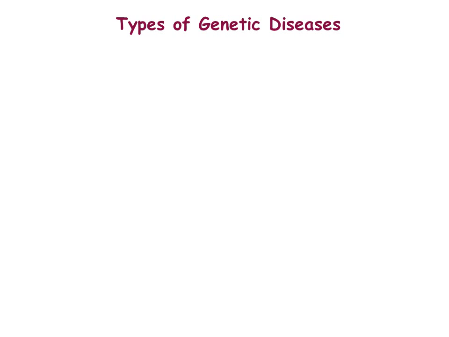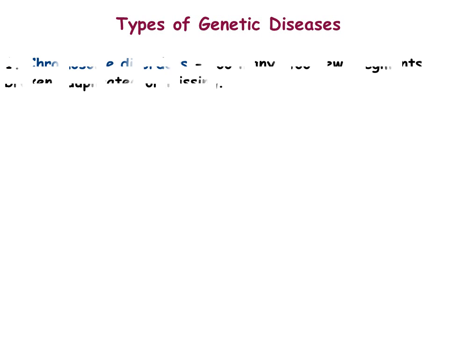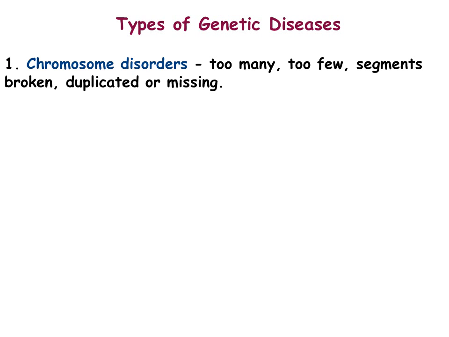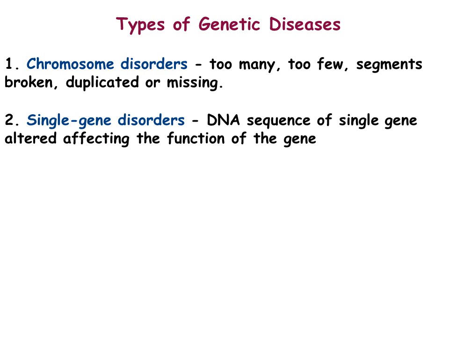So, what kinds of genetic diseases are there? Well, some diseases are a result of chromosomal disorders. You may have too many or too few chromosomes, or some of them are broken or duplicated or even completely missing. Then you have single gene disorders. The chromosomal disorders, of course, are usually pretty severe because you're missing a fair number of genes, whereas with a single gene disorder, it's just the sequence of one gene that has been altered, affecting the function of that gene.